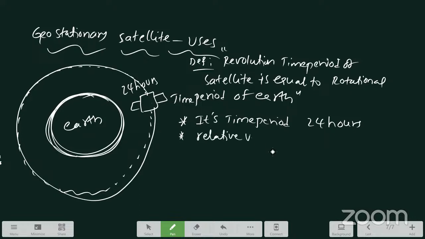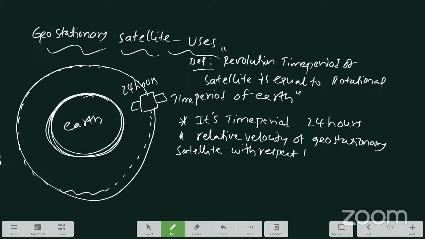Relative velocity with respect to Earth. Meaning, the relative velocity of a geostationary satellite with respect to Earth is 0. What is the meaning of this?